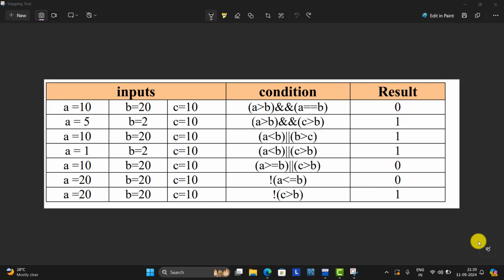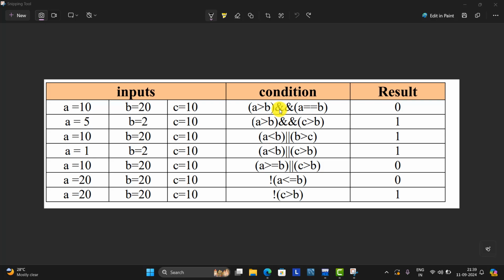Now let's see some examples to understand logical operators in a better way. We have three input variables, A is equal to 10, B is equal to 20 and C is equal to 10, and we have some condition. After evaluating, what is the result? That is the meaning of this table. Now let's see one by one. On line number 1, at the very first place we have A is equal to 10, B is equal to 20 and C is equal to 10. Now we have one condition.